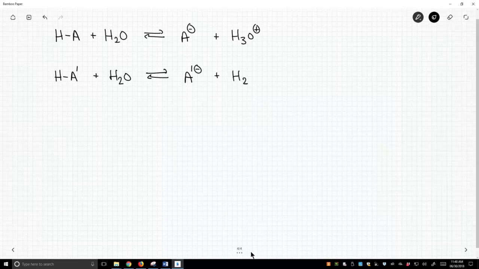plus H3O+. Great, so here are two reactions. And a question that we might have is, which acid is stronger? Now, to look at these two acid-base reactions, we are going to look at them through the two conjugate bases.